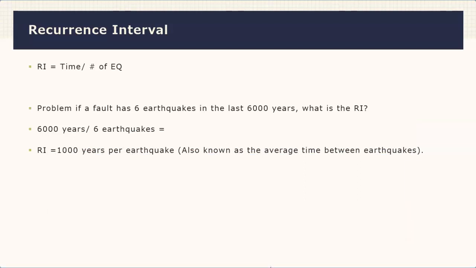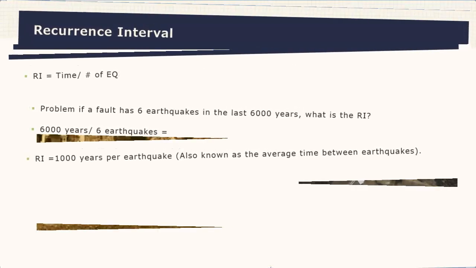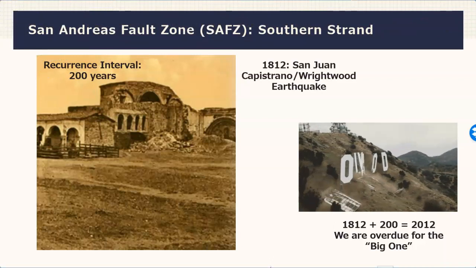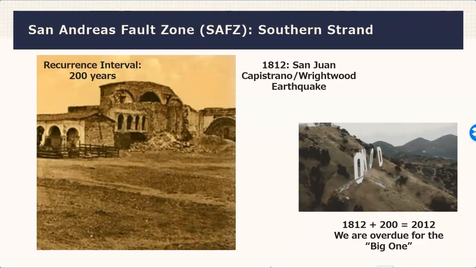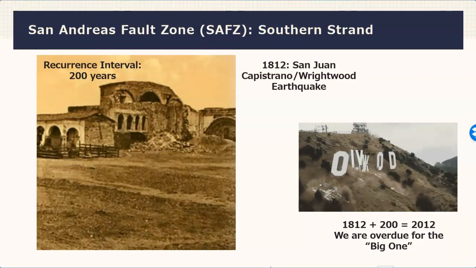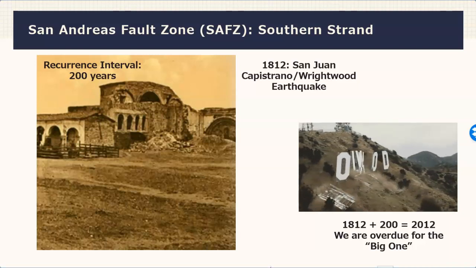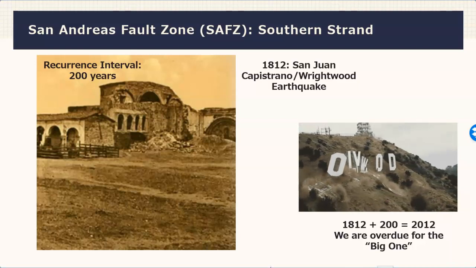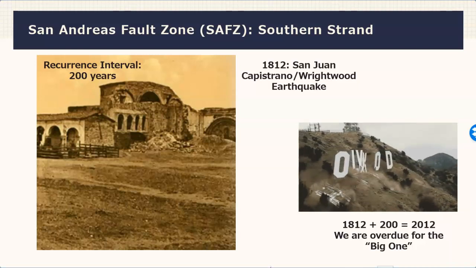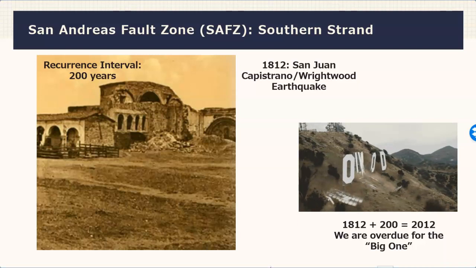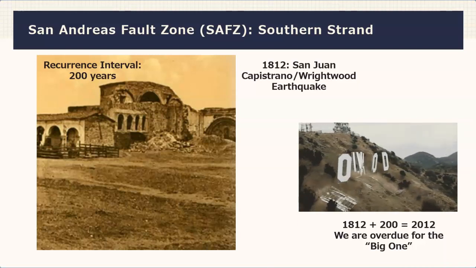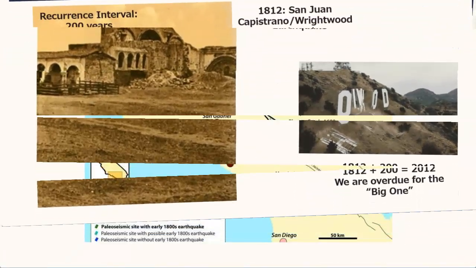The recurrence interval on the San Andreas Fault is 200 years. The last time there was a major earthquake local to CSUSB was in 1812. The epicenter was in Wrightwood, California. If the recurrence interval is 200 years and the last one was in 1812, then we should have had one in 2012, if you look at the averages. We are overdue. This map shows localities where data has been collected about past earthquakes.